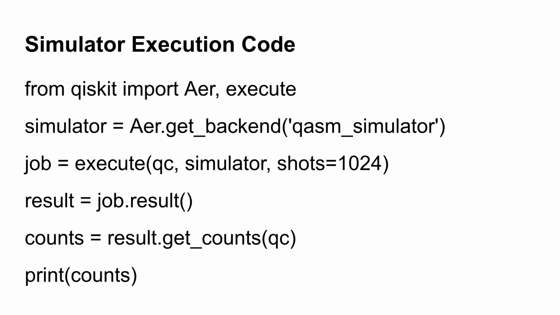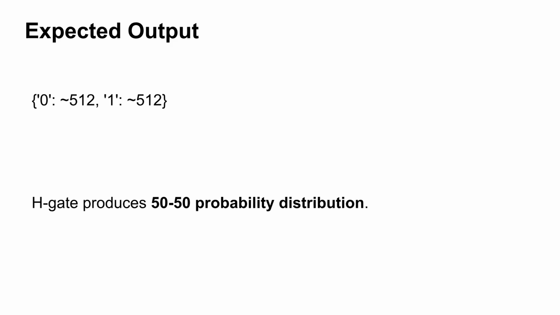To run the circuit on a simulator, you import Aer and execute. We use the qasm_simulator backend and set the number of shots to 1024 to get the measurement counts. The expected output from the Hadamard gate is an approximate 50-50 probability distribution, meaning the counts for state 0 and state 1 will be roughly equal, around 512 each.